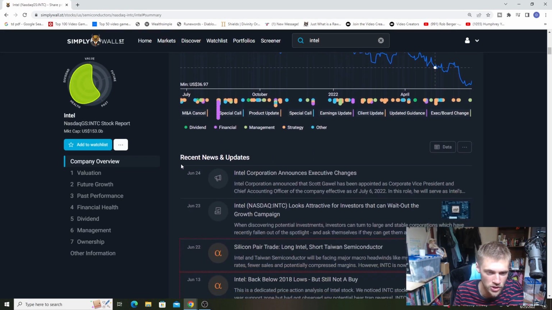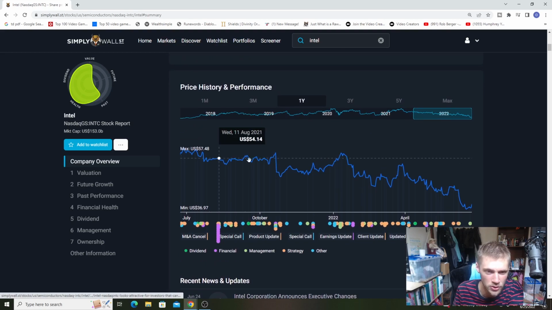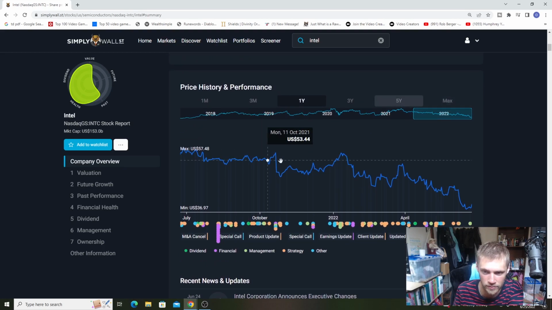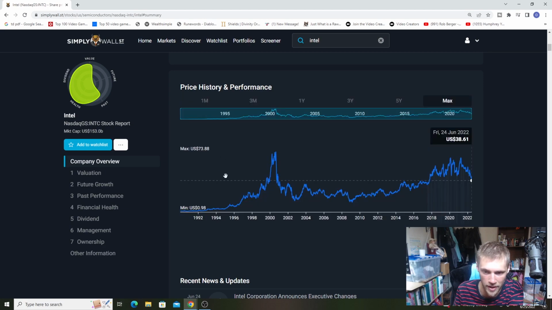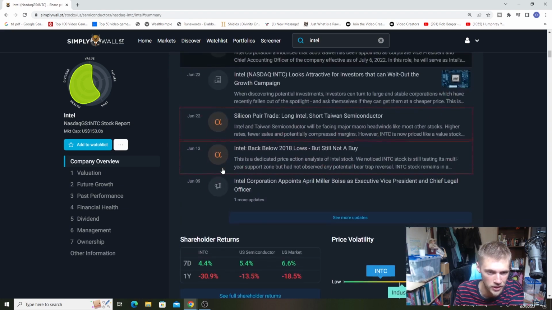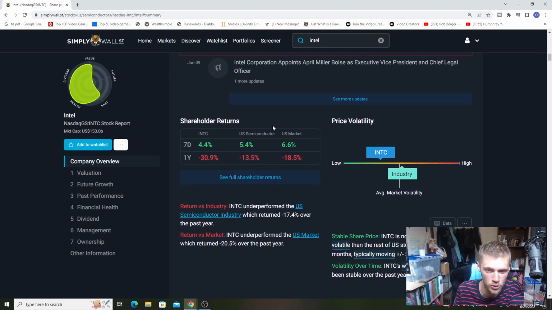So there's some different information. You can see different news about the company. You can see past performance. So we could go like, what's the 5-year return like? What's the max? And you can see different things going on with the company. We can go down here and see your shareholder returns.